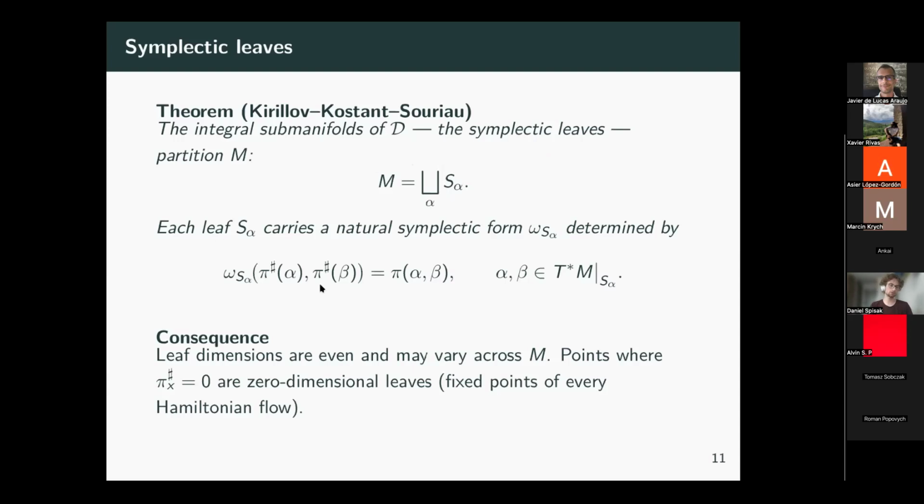Each leaf carries a natural symplectic form, determined by this expression. In consequence, the leaf dimensions are even because they are symplectic manifolds, and it is important to know that they may vary across the whole manifold M. Points where the Poisson tensor vanishes are zero-dimensional leaves, that is, the fixed points of every Hamiltonian flow.